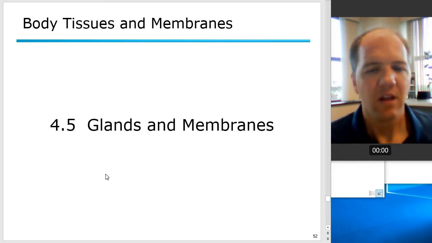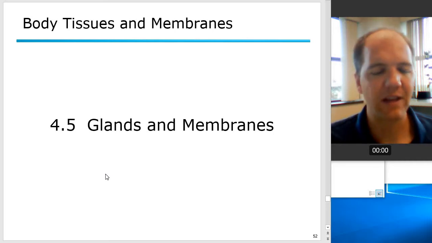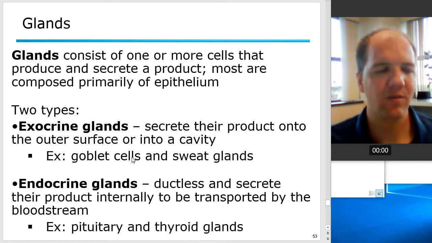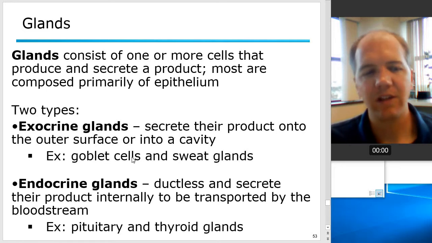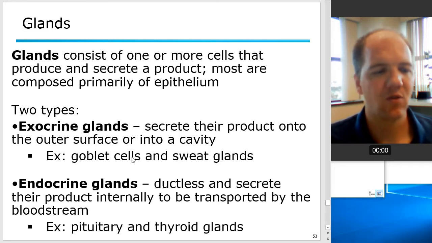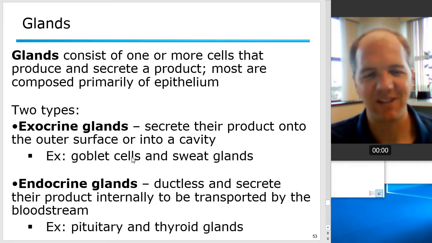All right, so those are the different types of tissues, the epithelial, connective, muscle, and nervous tissue. The last thing to talk about in this chapter are glands and membranes. So these are other things we find inside the body. So a gland is a place where products are secreted out of the body, either out to the outer surface of the body or to the inside outer surface of the body, if that makes sense.